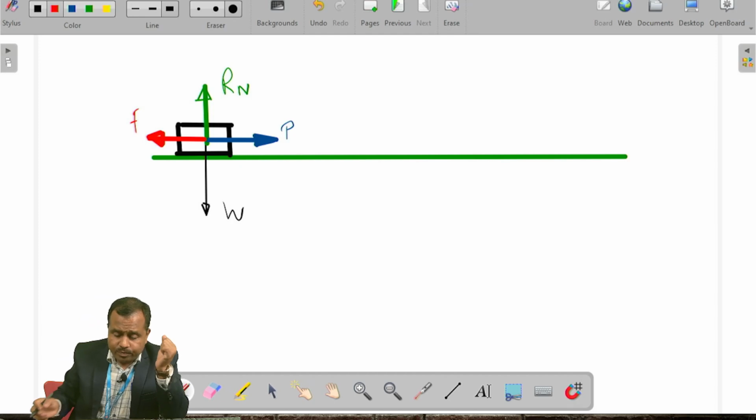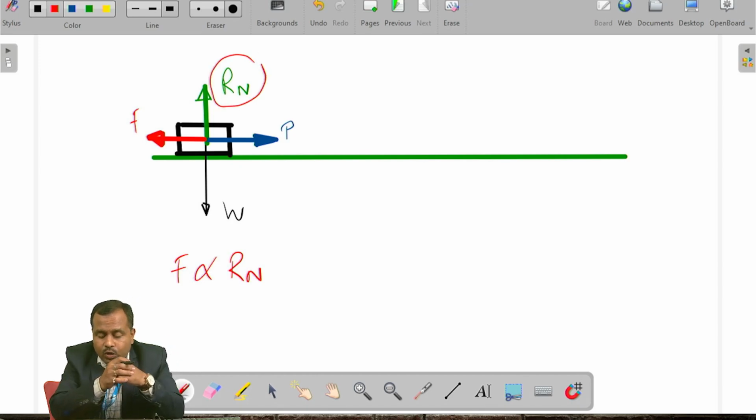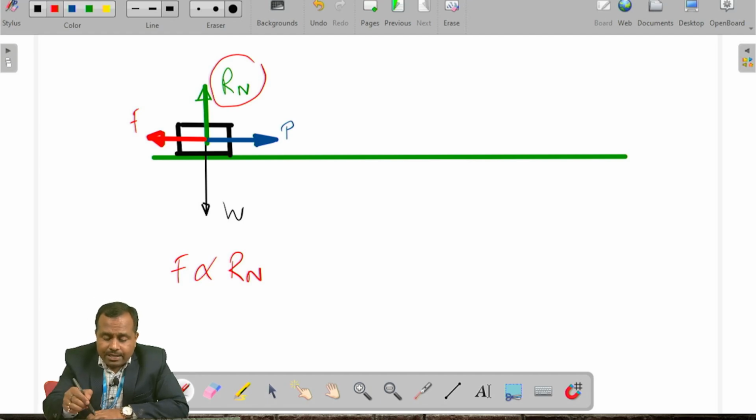So mathematically this frictional force F will be directly proportional to the normal reaction. If the normal reaction is going to increase, the frictional force which is resisting the motion of the object is going to increase. Now the normal reaction actually depends on the weight of the body, which is W. As I already said, the reaction offered by the plane is exactly equal to the applied load which is acting vertically downward, W, as per Newton's law.